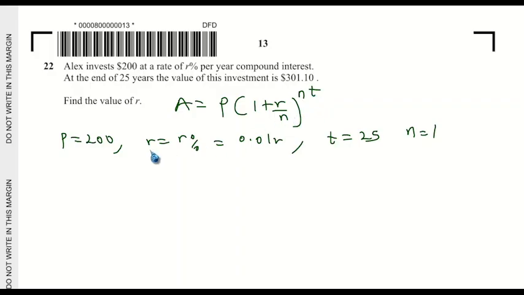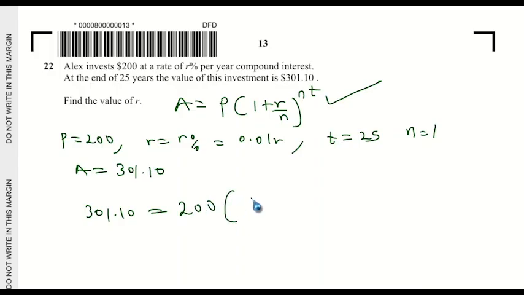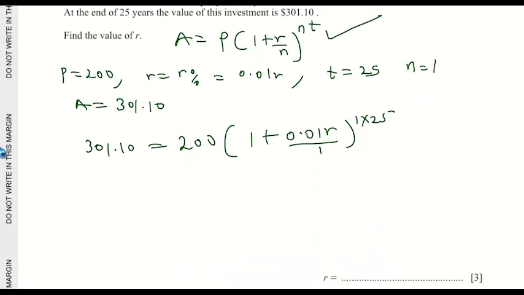Now if you key in those values, A equals 301.10. So if you key these values into this formula, 301.10 equals 200 into 1 plus the rate 0.01R over 1, then 1 times 25. Okay, so let's simplify this now.